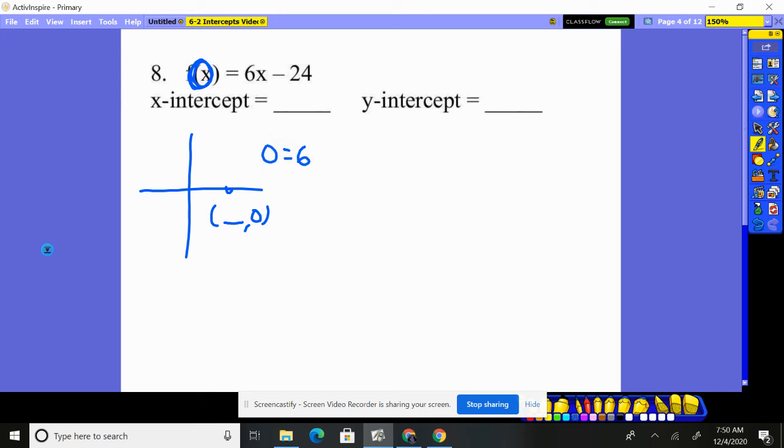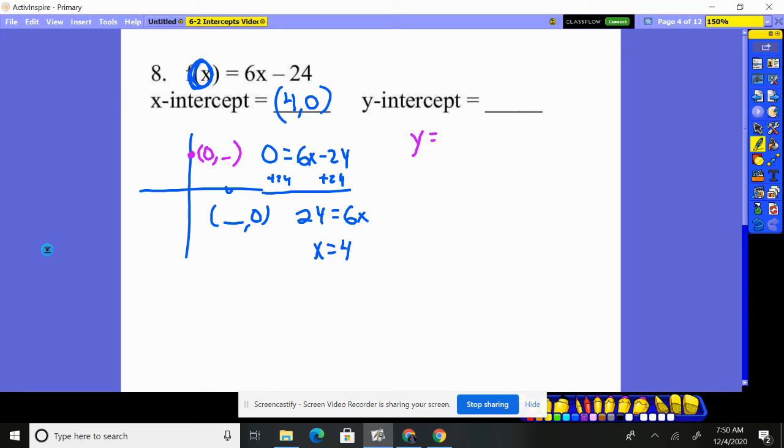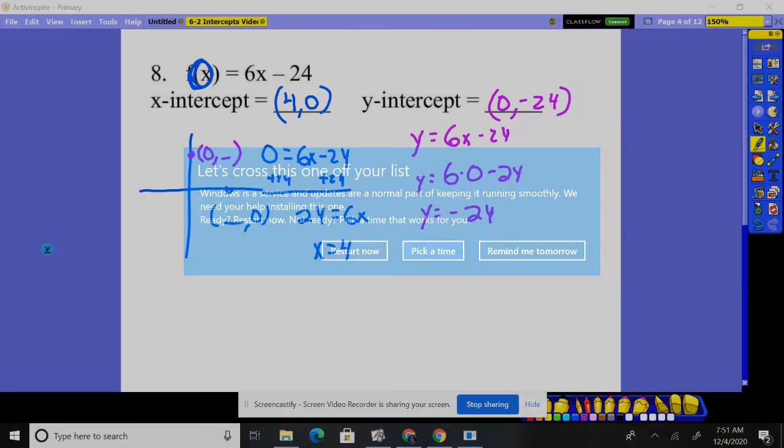So I'm just solving 0 equals 6x minus 24. Add 24 to both sides. Divide by 6, and what are you going to get? 4. So we know the x is 4, the y is 0. The y-intercept is going to be hitting somewhere on the y-axis. We know we've gone over none and up something, so the x is 0. So in this equation, y equals 6x minus 24, we know the x is a 0. 0 minus 24, negative 24. So it crosses at 0 for the x, and the y will be negative 24.